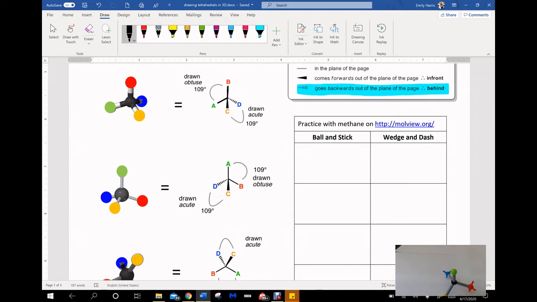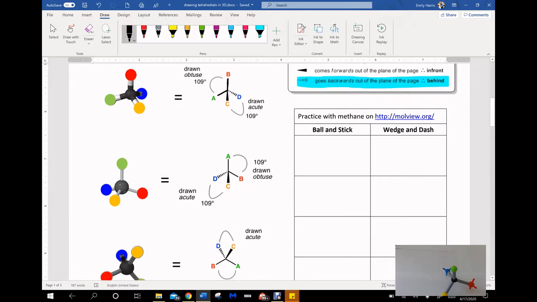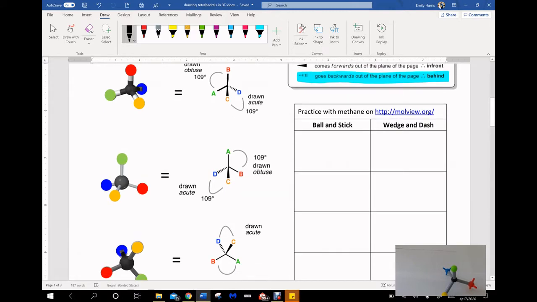And now what we see is the green and red are still in the same plane. The blue is still going backwards. The yellow is still coming forwards. So the yellow gets the dash, and the blue gets the wedge. And so it takes a very similar form to the first example. We just rotated the base of the molecule around, and done a little swap on the top as well.